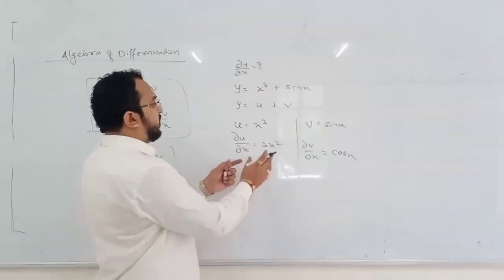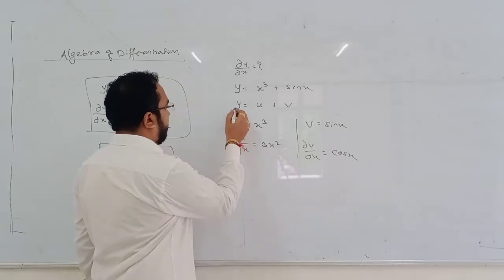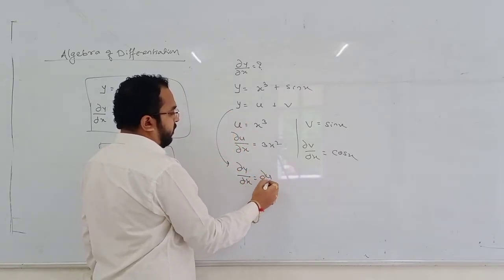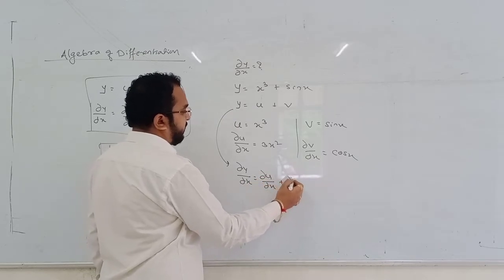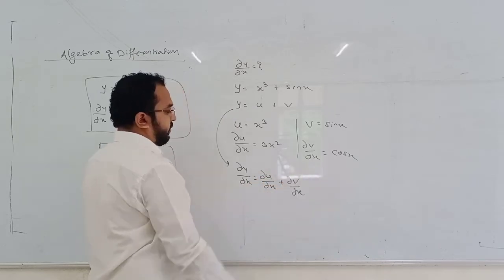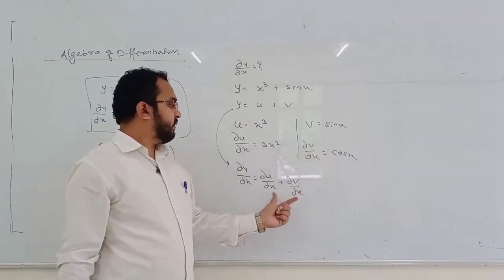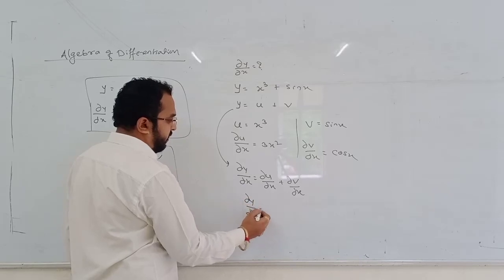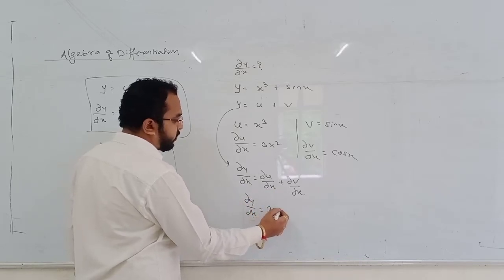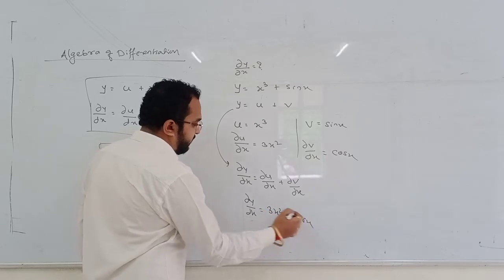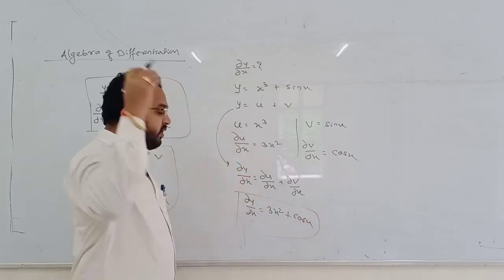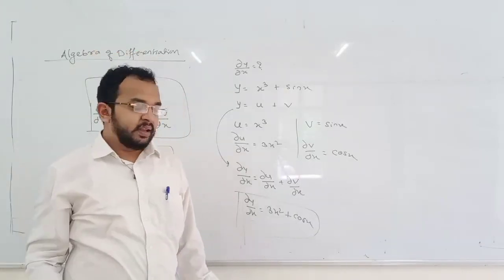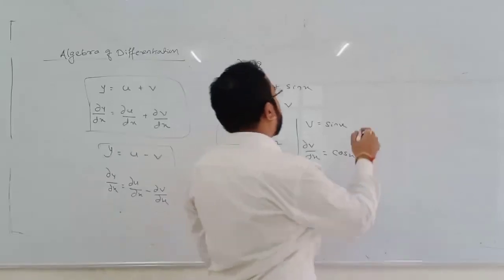So we can substitute these two values in place of here. So formula क्या है? What is dy by dx? It will be du by dx plus dv by dx. So we can use these two terms in place of this du by dx and dv by dx. So dy by dx will be equal to 3x square plus cos x. आता हे आपण असं केलं की असं आपण करू शकतो, तरी पण इझिली आपण करू शकतो, डायरेक्टली आपण घेऊ शकतो.